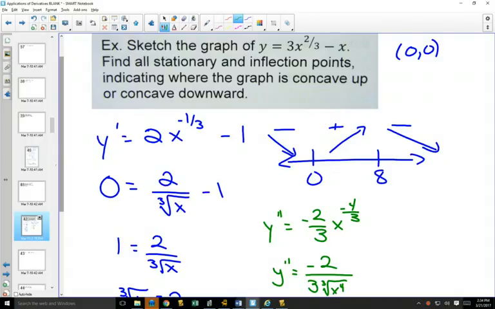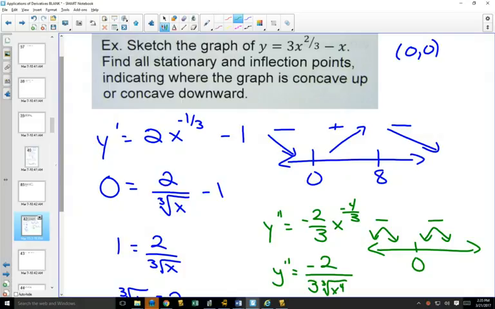When we go to make our number line, this is never equal to 0, but it has a non-permissible value at 0. However, no matter what you plug into this graph, can you see that the bottom is always going to be positive? And the top is negative. So these will both be concave down.